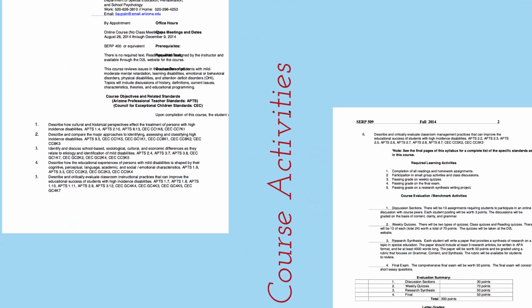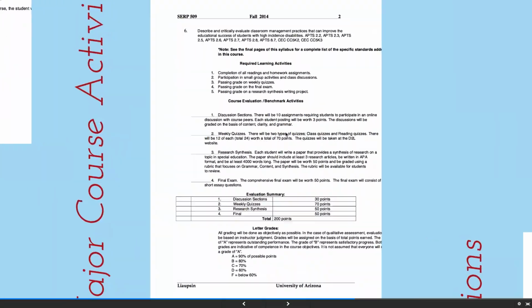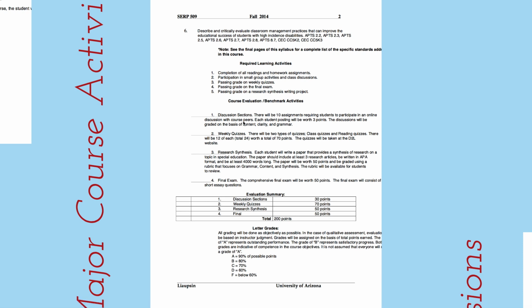Let's take a look at some of the course activities. So required learning activities are that you complete the readings and the homework assignments, that you participate in the discussion sections, that you do the weekly quizzes, that you get a passing grade on the final exam, and that you get a passing grade on your research synthesis writing project.